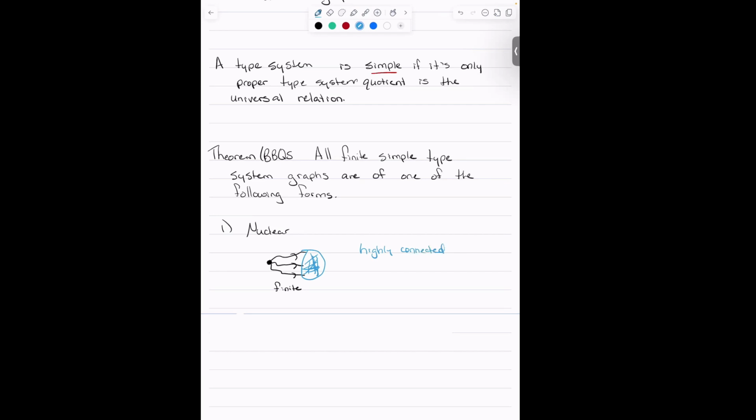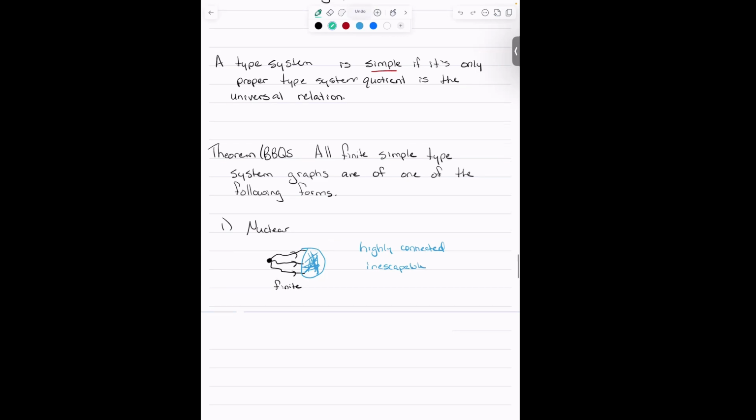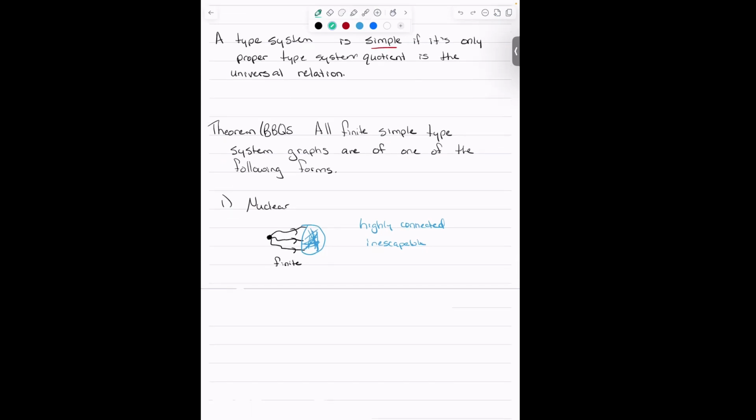Meaning I can get from any vertex to any other vertex in this component, and it's inescapable. Meaning I can never get out of this. There's nothing coming out, right? So this is what we call nuclear. Yeah, so this is the first type that can occur.